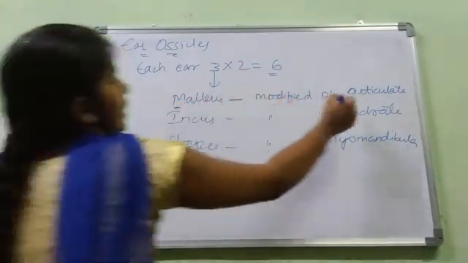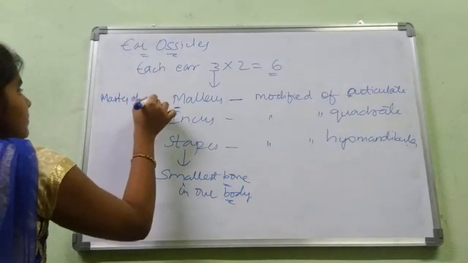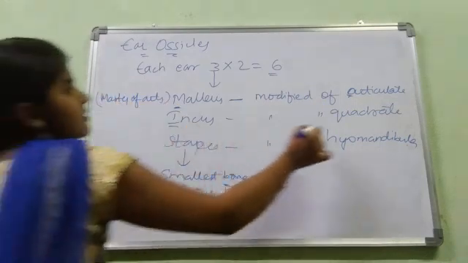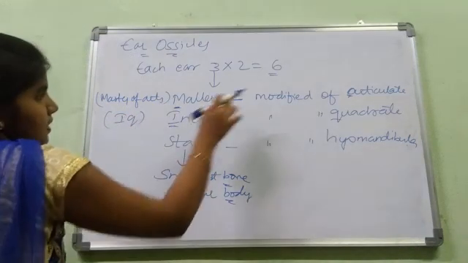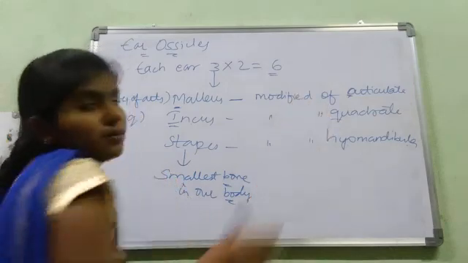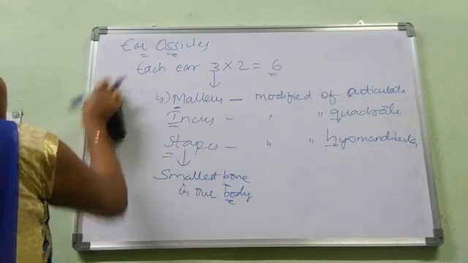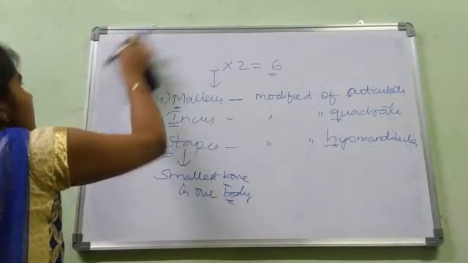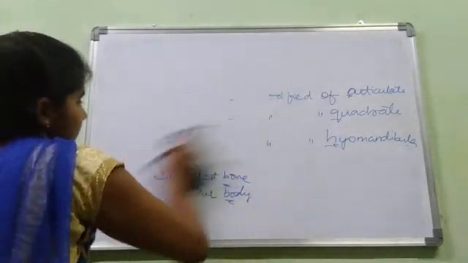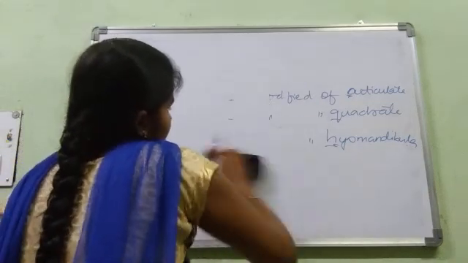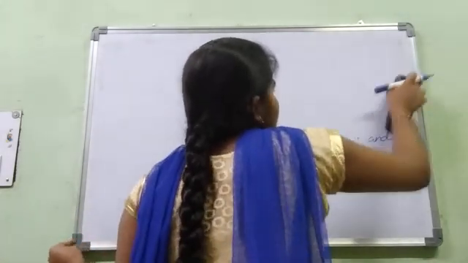See, M.A., that is Master of Arts. Remember in this manner. And incus quadrate, IQ, that is intelligent quotient. And stapes, if you remember these two, the other will easily come to you. So stapes, hyomandibula. Now, let us discuss the hyoid bone. I'll give a clear cut description to you here.